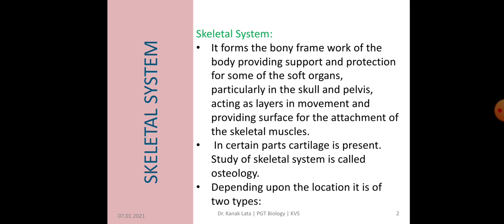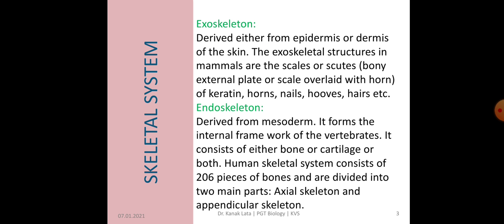The study of the skeletal system is called osteology, and there are two types of skeleton depending upon the location. That is, they may be exoskeleton or endoskeleton. First of all, exoskeleton. Exoskeleton is derived either from the epidermis or dermis of the skin.